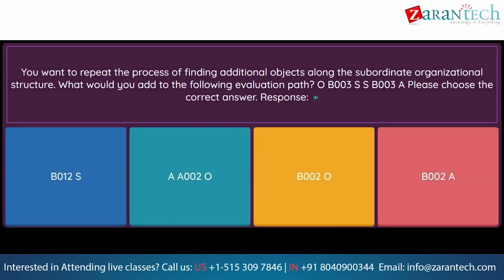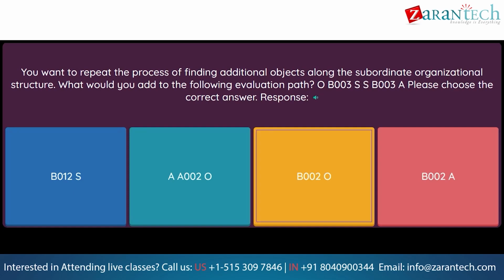Question: you want to repeat the process of finding additional objects along the subordinate organizational structure. What would you add to the following evaluation path? OB003S. SB003A. Please choose the correct answer. Response. Option 1, B012S. Option 2, AA0020. Option 3, B0020. Option 4, B002A.